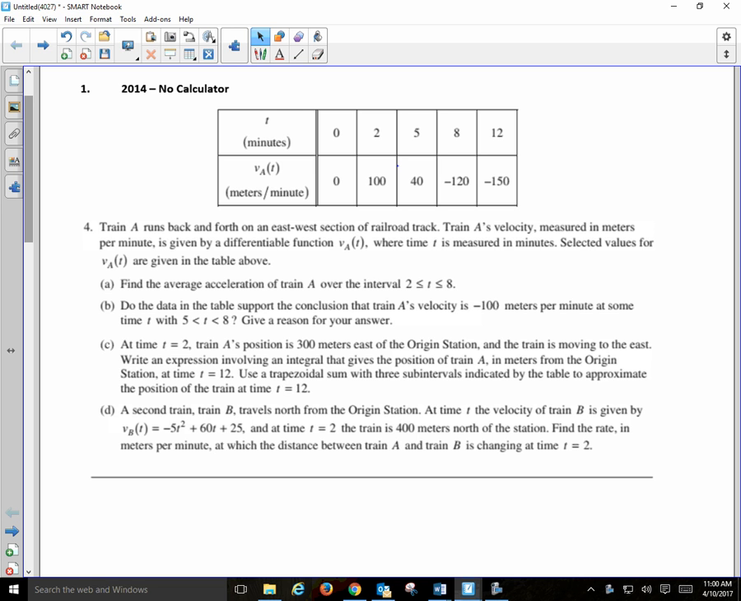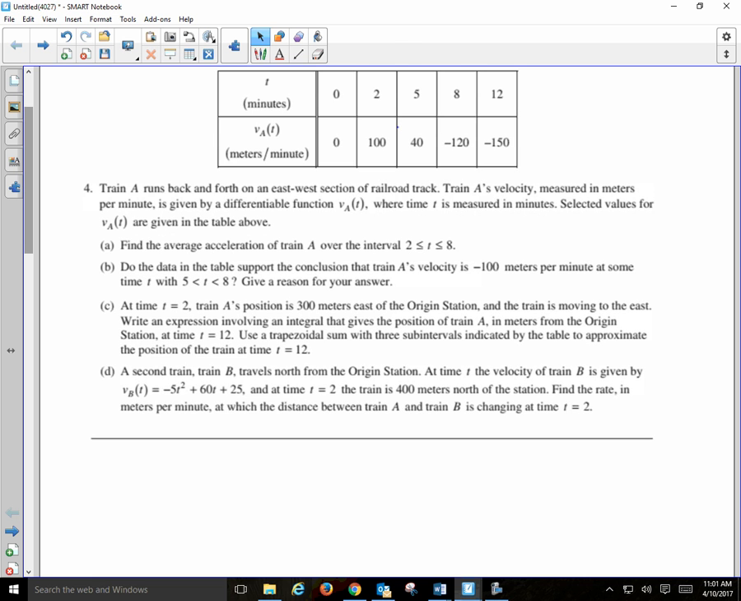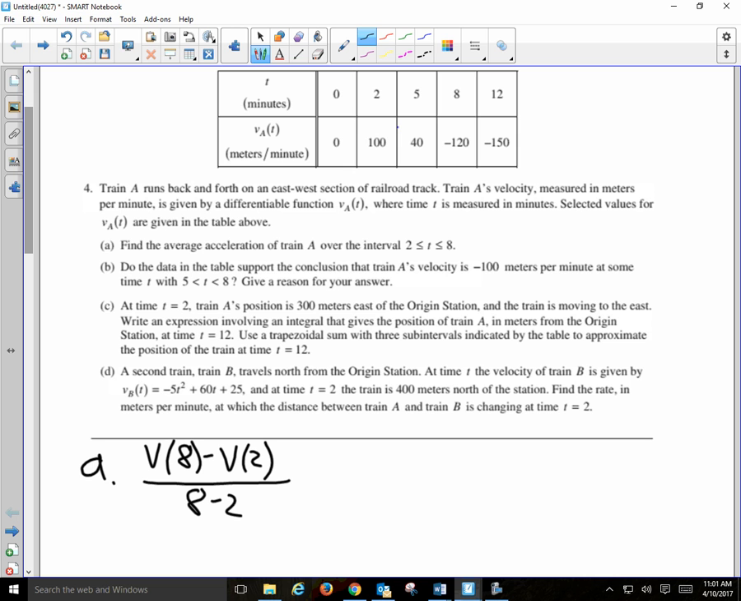Am I given position, velocity, or acceleration? I'm given velocity. It's asking for acceleration. Is it asking for instantaneous acceleration or average? So if I want to find average acceleration, what will I find? Just the slope. That's all I have to do. Because acceleration is the rate of change of velocity, I will do a slope formula. And so we're going to find v of 8 minus v of 2 all over 8 minus 2.